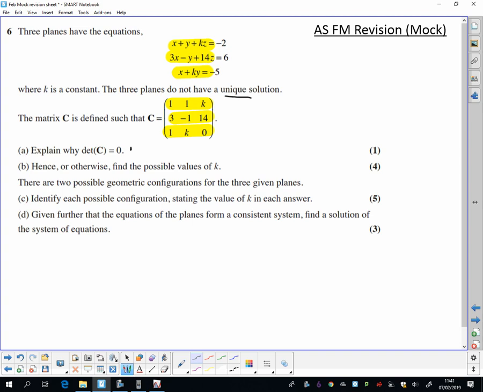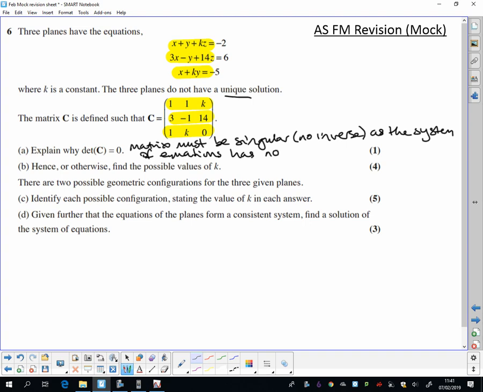That's because the matrix must be singular, which means it doesn't have an inverse, as the system of equations has no solution, no unique solution. So if it had a unique solution, you'd be able to solve it by using the inverse of that matrix. And if it has an inverse, then the determinant is not 0.